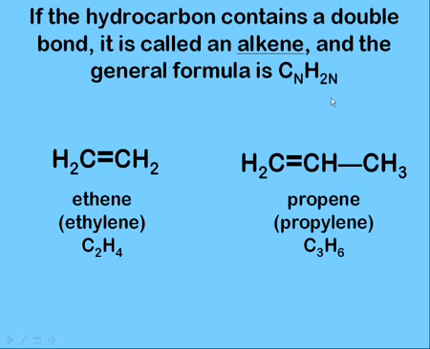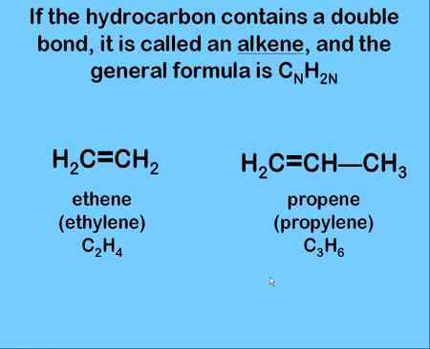Another way to change the structure of a hydrocarbon is to have a double bond. We talked about alkanes where the ending was ane. Now these would be called alkenes where the ending is ene. So there is no such thing as methene because you have to have at least 2 carbons to make a double bond, but there is ethene. It's also known as ethylene and the formula is C2H4. When you have 3 carbons and a double bond, it's called propene, also known as propylene, C3H6.